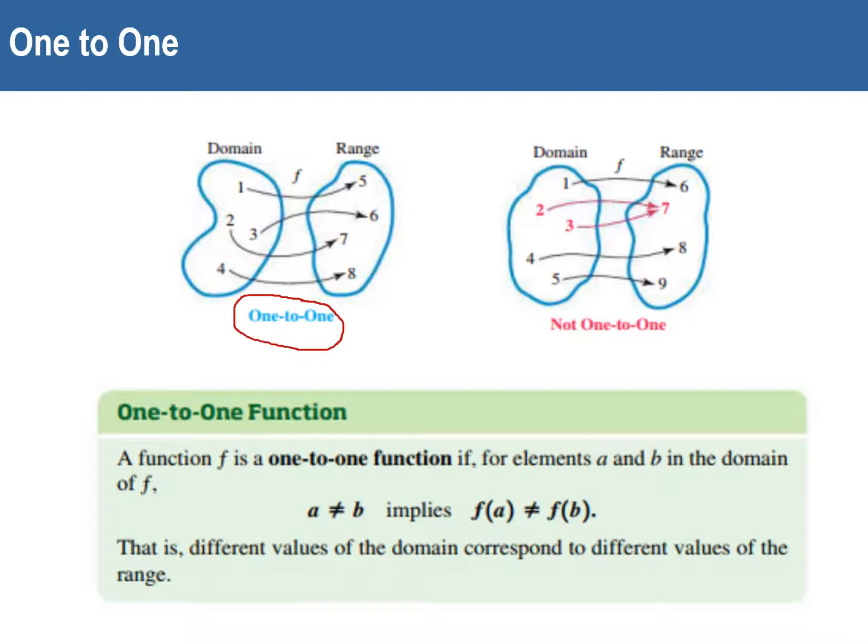But in the second example, 2 goes to 7, and 3 also goes to 7. Because two of the domain values go to the same value, they're not unique. So the second one is not one-to-one.